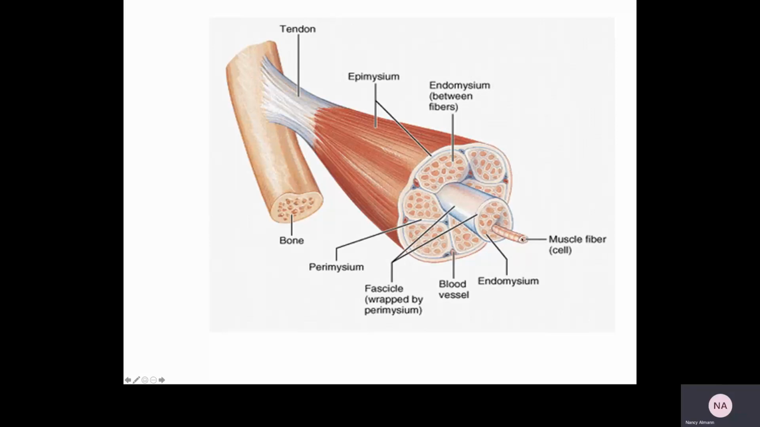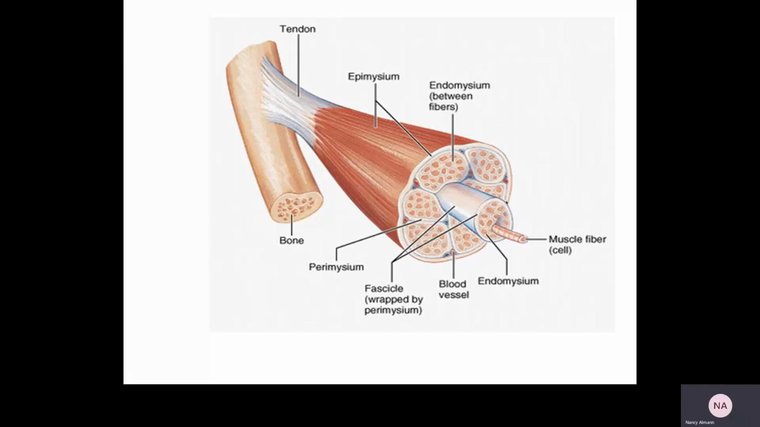The muscle fiber is going to have a cell membrane, which is known as a sarcolemma, S-A-R-C-O, lemma, L-E-M-M-A, and we'll talk about that in the next section. That sarcolemma is going to be surrounded by an endomysium, which is a connective tissue covering. Remember, the name muscle fiber is interchangeable with the term muscle cell.